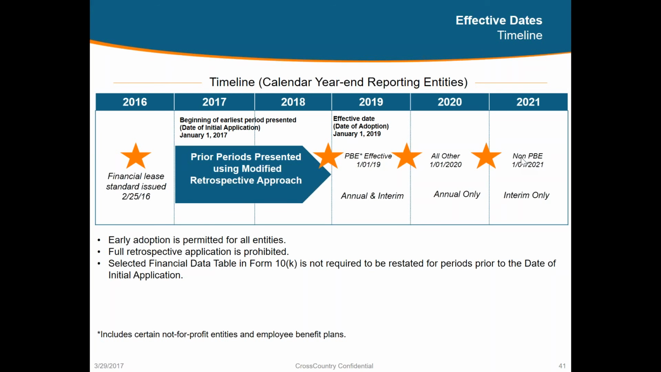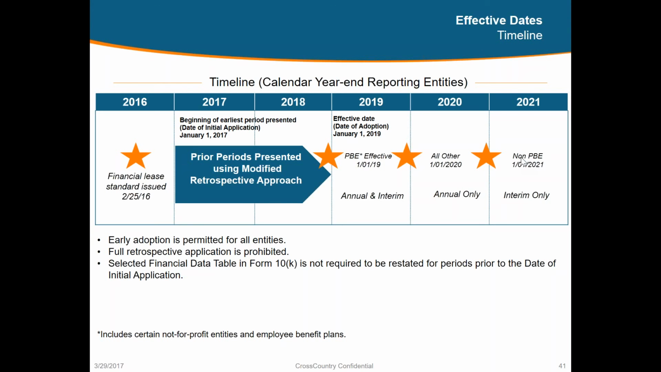Selected financial data table in Form 10-K is not required to be restated in periods prior to the date of initial application. Prior periods presented must be restated by using a modified retrospective approach for all leases that exist at the date of initial application or commence during the comparative period but prior to the effective date. Full retrospective approach is not permitted. Full retrospective approach would have applied topic 842 since the commencement date of the lease, which could be many years before the date of initial application.